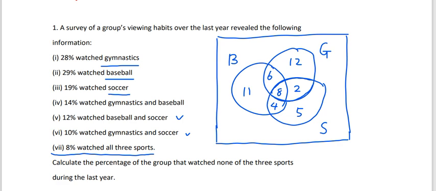Then we can find the other side. We want to find those who watch none of them, so that means outside of these three circles. Totally here we have 10, 10, 20, and 11, 12, and 5. So totally it is 48, so outside is 52.